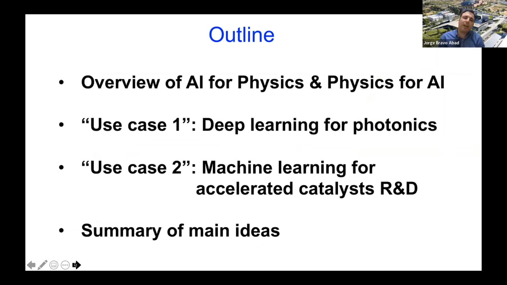So here is an outline of this talk. First, I'll provide an introduction, an overview of what I mean by AI for physics and physics for AI. After that, I will provide 2 illustrative cases that I hope can give you a hint of the potential of these techniques in very different areas of material science, and I will end with a summary of the main ideas.